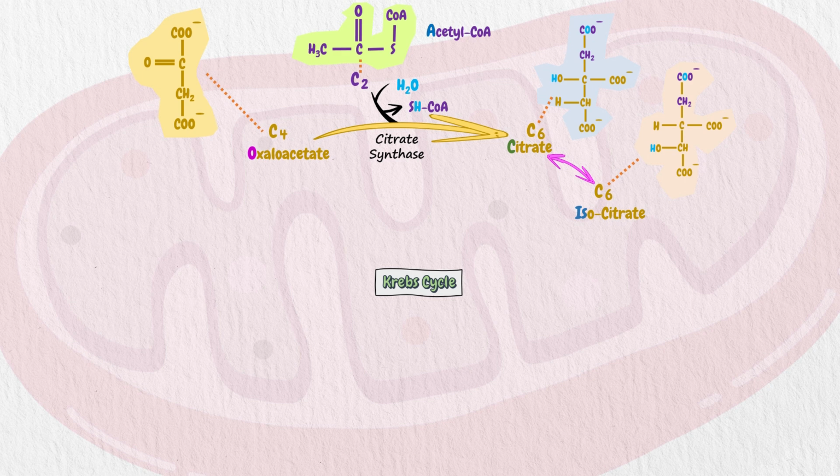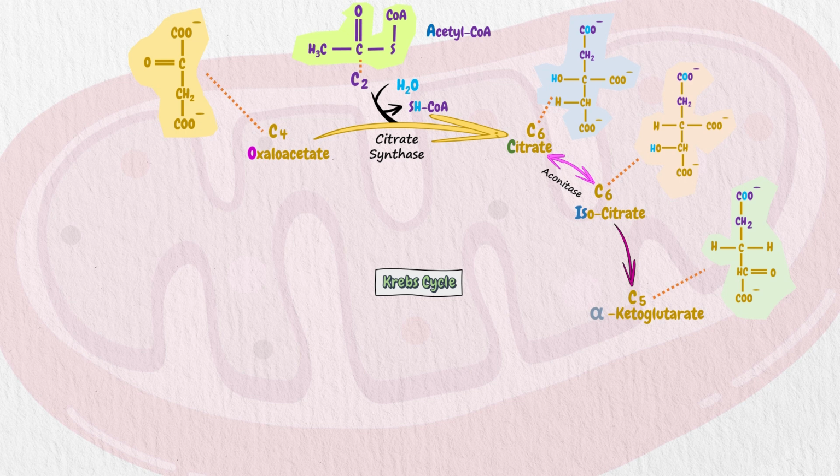Can you guess the difference in the structure of isocitrate from citrate? Well, the location of the OH group and hydrogen is exchanged in isocitrate. Don't forget the enzyme to catalyze this reaction. So the enzyme is called aconitase. Now in the next step, there is a production of alpha-ketoglutarate. It is not a reversible reaction.